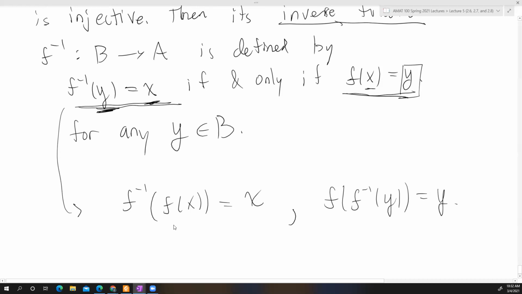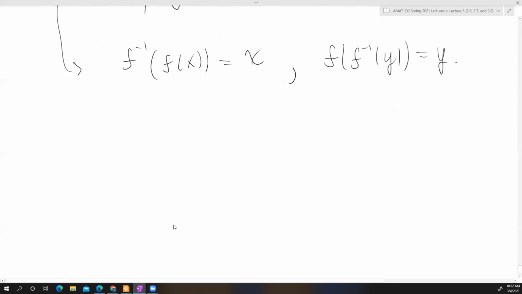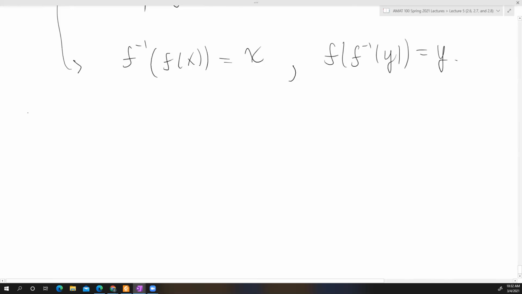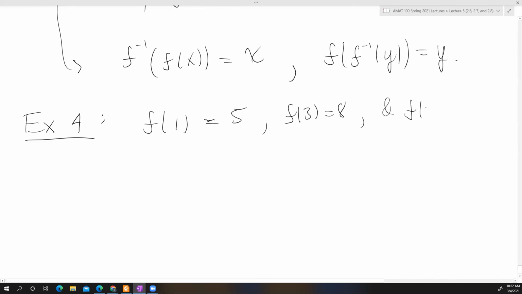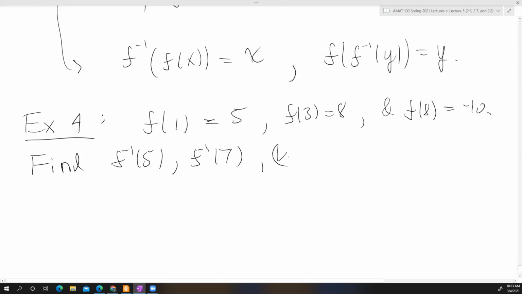So let's look at an example. This is example 4 in the book. So we suppose that we have the following. We have a function, we don't know what it is, but it sends 1 to 5. It sends 3 to 7. And it sends 8 to negative 10. We want to find f inverse of 5, f inverse of 7, and f inverse of negative 10.